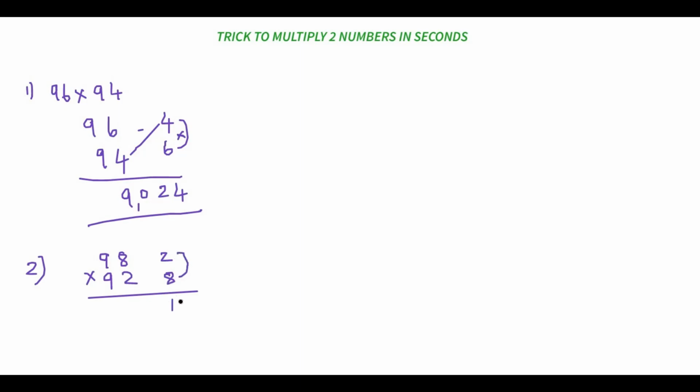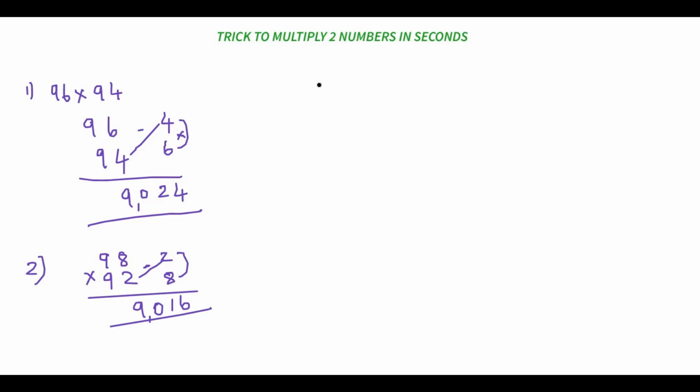So 8 times 2 is 16. Perfect. So we have got this. And then what is our next step? We are going to subtract these two numbers. So 92 minus 2. So what is 92 minus 2? It is 90. So here is our answer, 9016. Isn't it very easy to do? Okay. Now let's do another example.